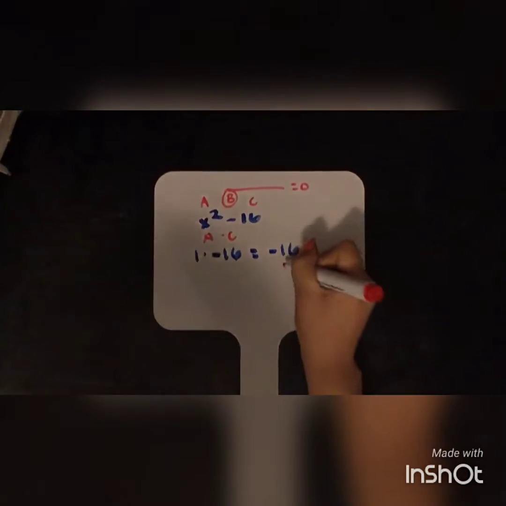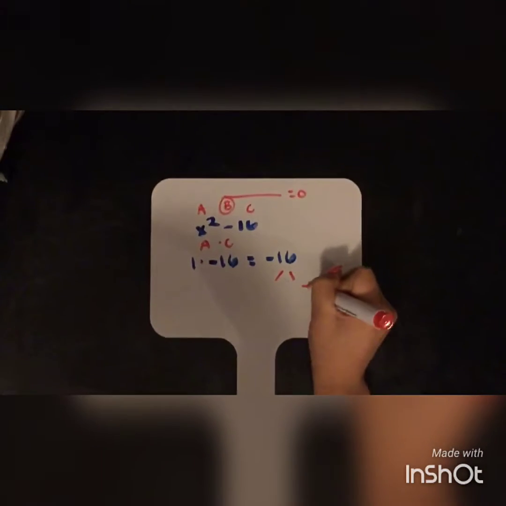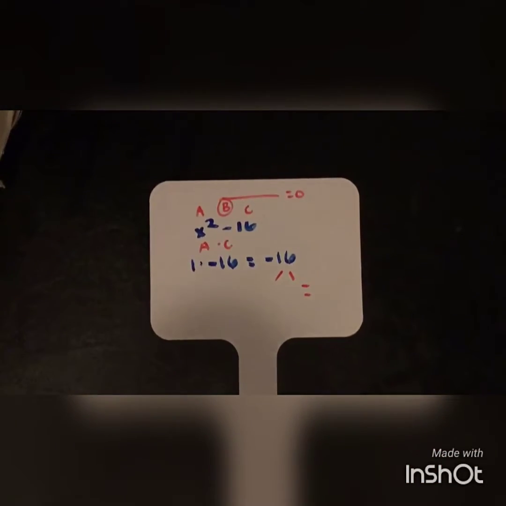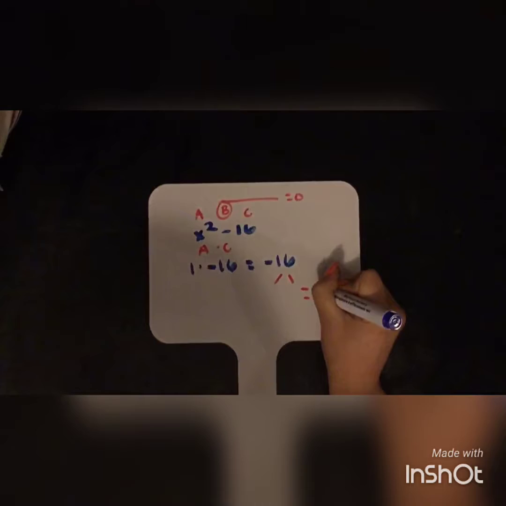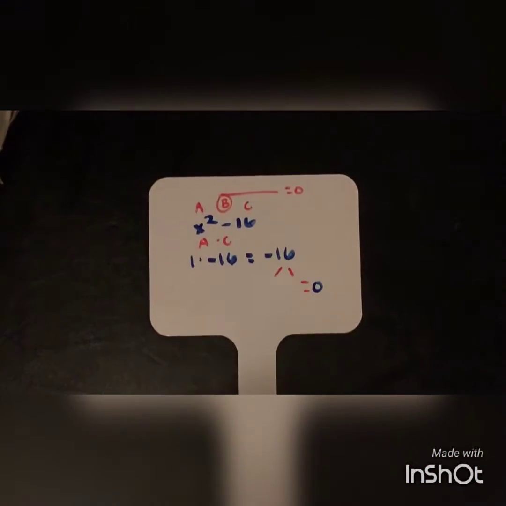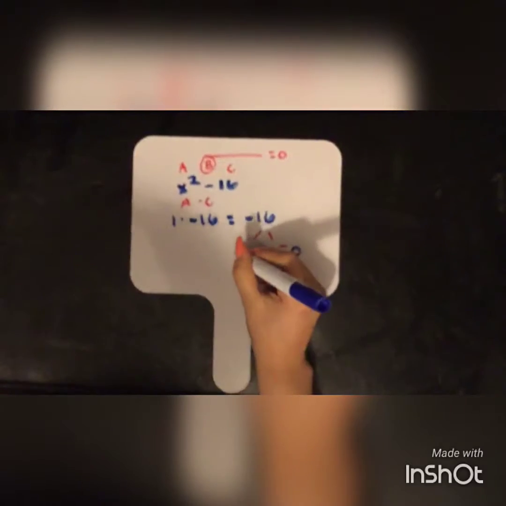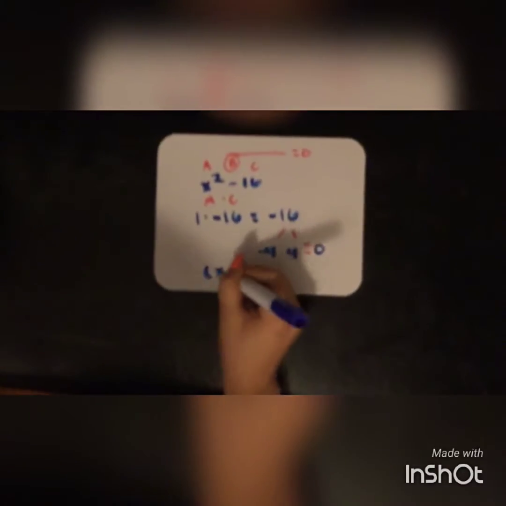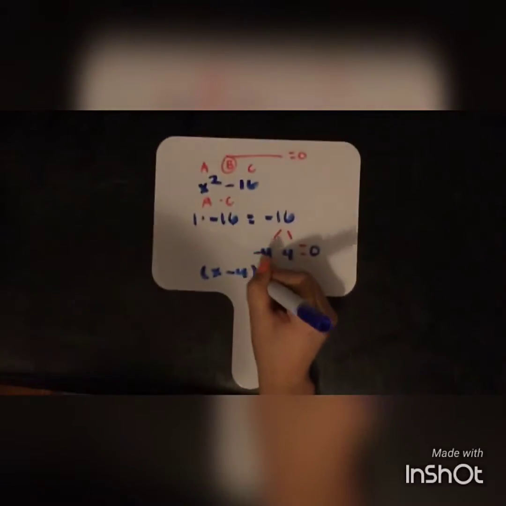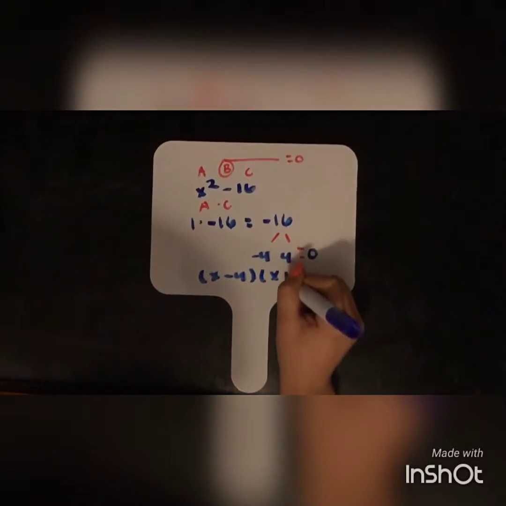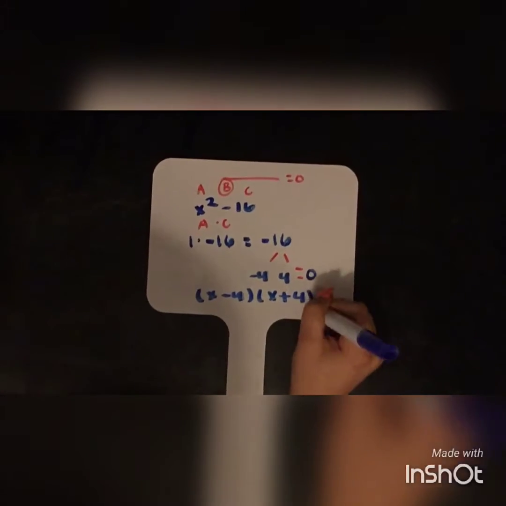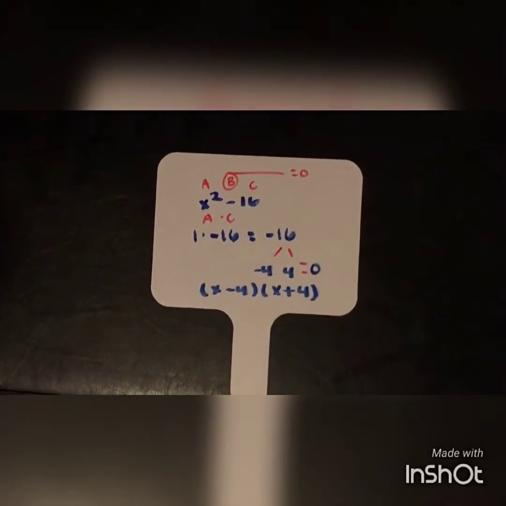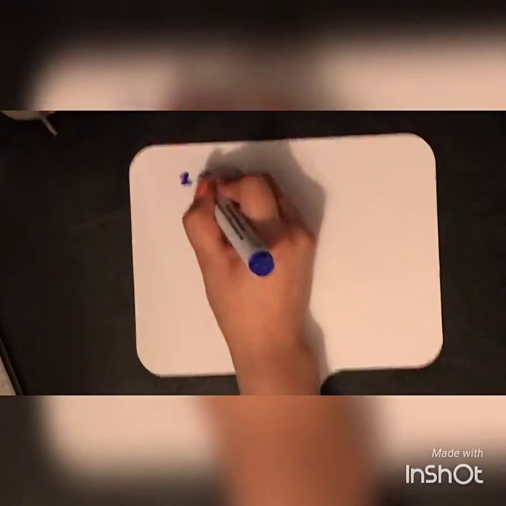Equals negative 16. You are then going to find the factors of negative 16, and also that equals 0, which would be b. Negative 4 times 4 equals 16, and negative 4 minus 4 equals 0. So the answer is x minus 4, x plus 4.